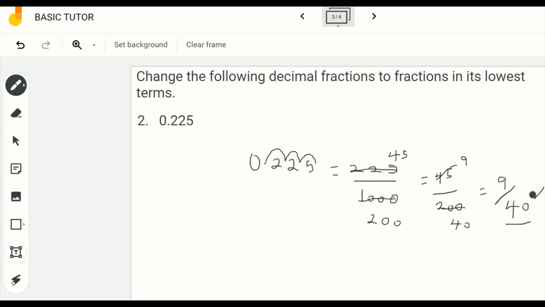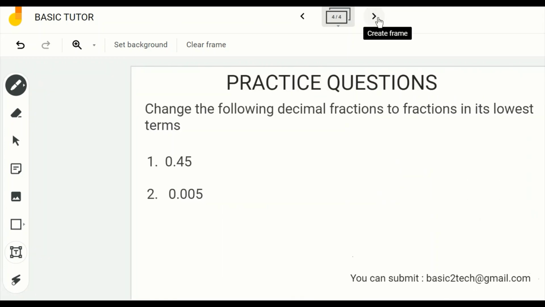So here is how to convert decimal fractions to fractions. Right here is a practice question, just 2 questions to test your understanding of the concept learned in today's video.